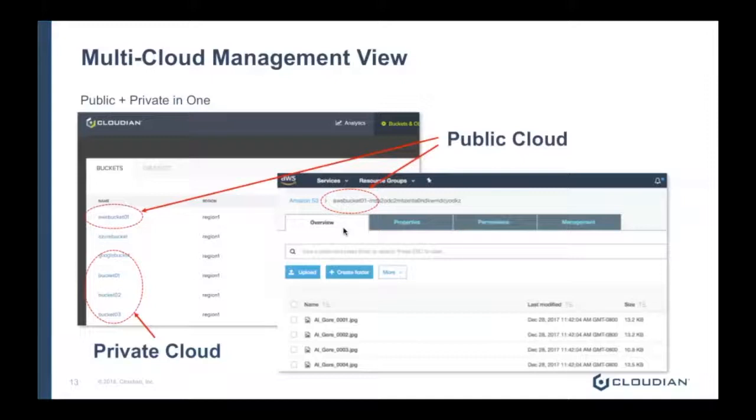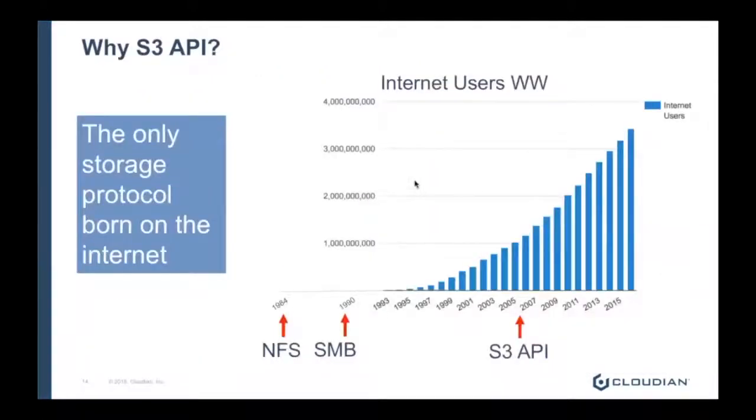A simple example, right, just showing data from a couple different environments in one UI, but very powerful when you think about the larger implications of finding and managing data. So, what is this S3 API and why does it matter?